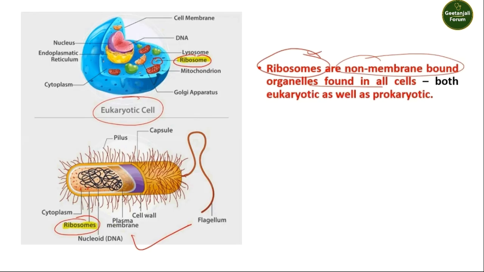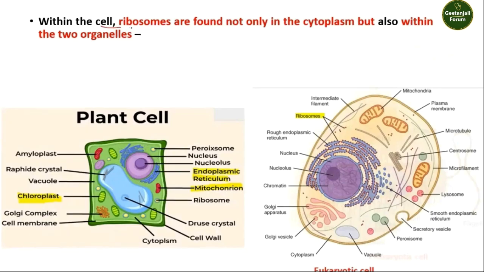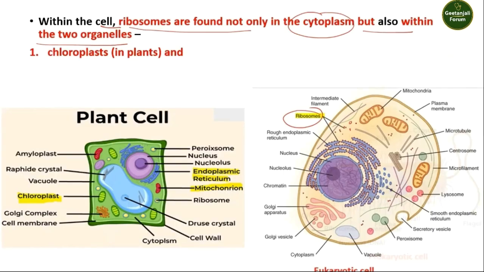These are the ribosomes. These ribosomes are non-membrane bound organelles. There is no membrane surrounding these ribosomes. That's why we call them non-membrane bound organelles, and they are found in both eukaryotic and prokaryotic cells. Now within the cell, ribosomes are found not only in the cytoplasm but within two organelles. See, ribosome is found in cytoplasm, but apart from this, it is also found in two organelles.